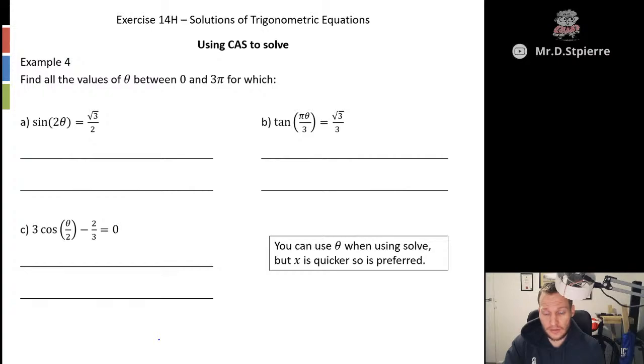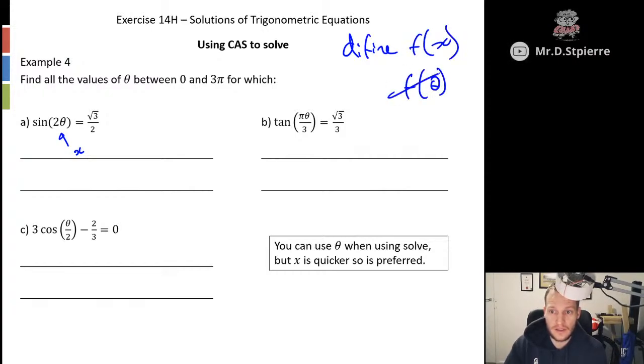There is a whole bunch of ones for you to practice on your CAS. Take note, you can use theta to solve, but X is quicker, so it's preferred. And that's also handy, like we've looked at in graphs and functions and polynomials and all of those topics. As soon as it comes to graphing, our variable needs to be X if we want to graph it. And especially if you're going to define a function because you've got to do lots of things with it, define it as a function of X, not a function of theta, because it's going to make graphing a whole lot simpler.